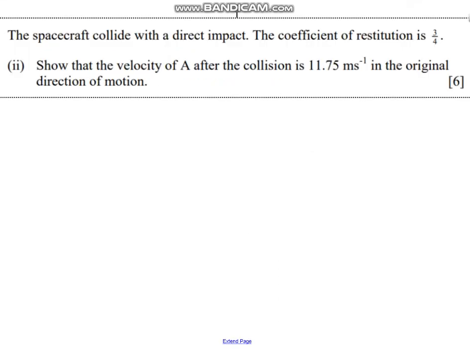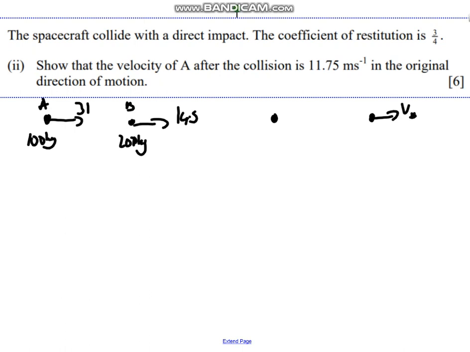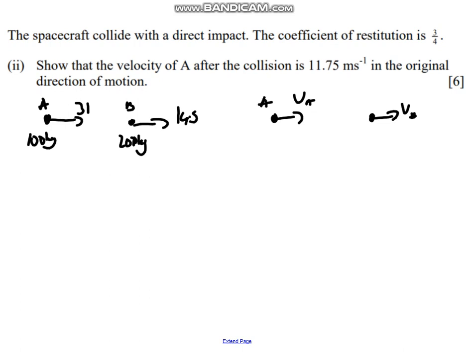Right, so we need to draw this out. We've got A, which weighs 100 kilos, coming this way at a speed of 31, and B, a bit bigger, which weighs 200 kilos, going this way with a speed of 14.5. Afterwards they'll bump into each other, but we're expecting that A, only being 100 kilos, is just going to carry on a bit more, and B's speed will change to VB, whatever it is, and A will stay at VA, and they'll still have the same masses.